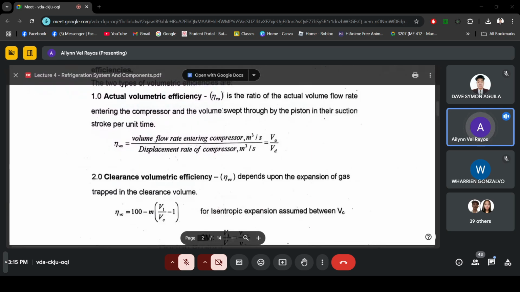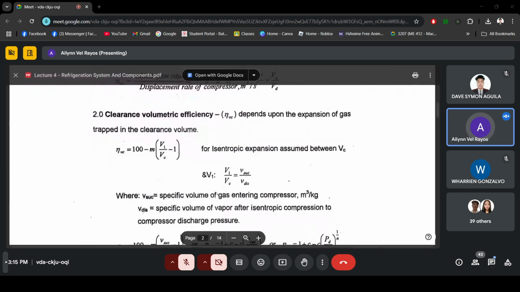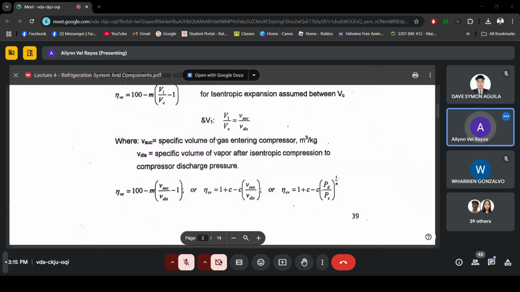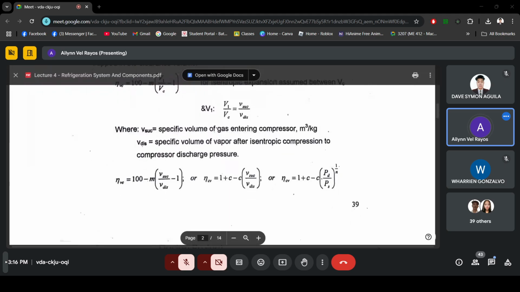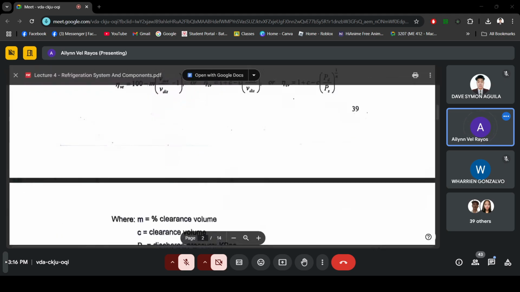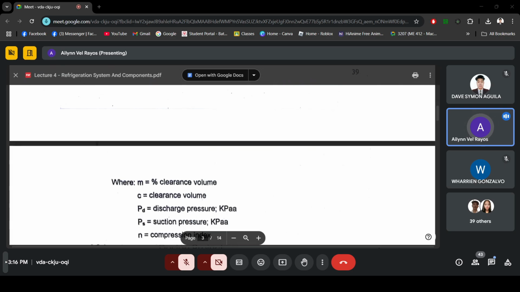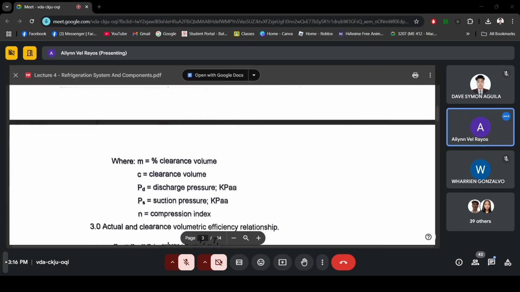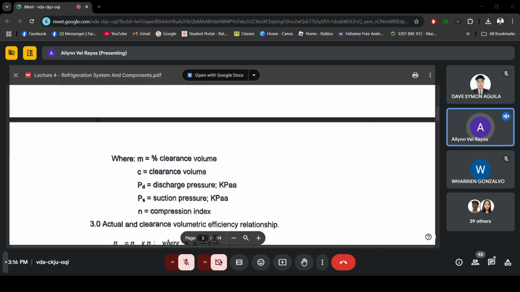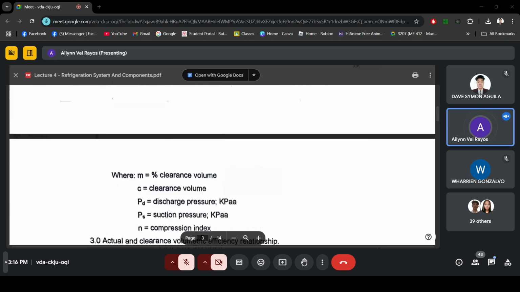Next we have the clearance volumetric efficiency, and it depends upon the expansion of gas trapped in the clearance volume. Here are the formulas that you can also use in dealing with the clearance volumetric efficiency. Most of the values or formulas here were used already last week, no? So this is just a review. Where m is the percent clearance, c is the clearance volume, P sub D is the discharge pressure, P sub S is the suction pressure, and n is the compression index.